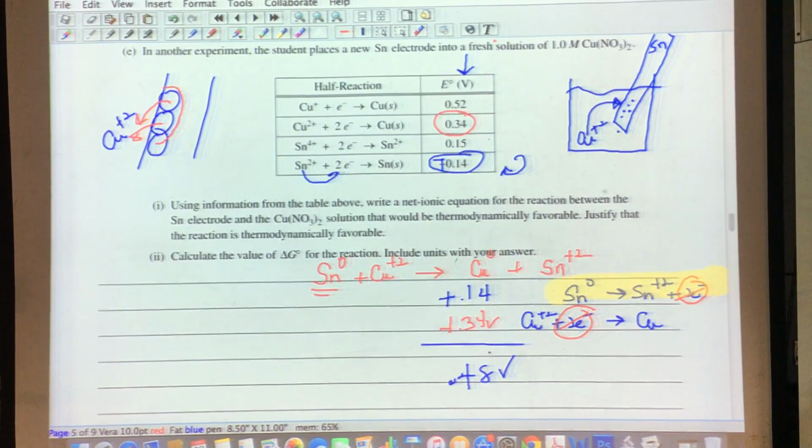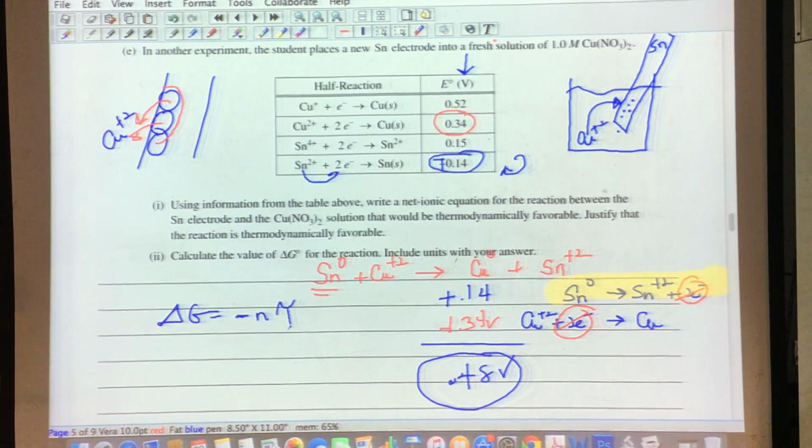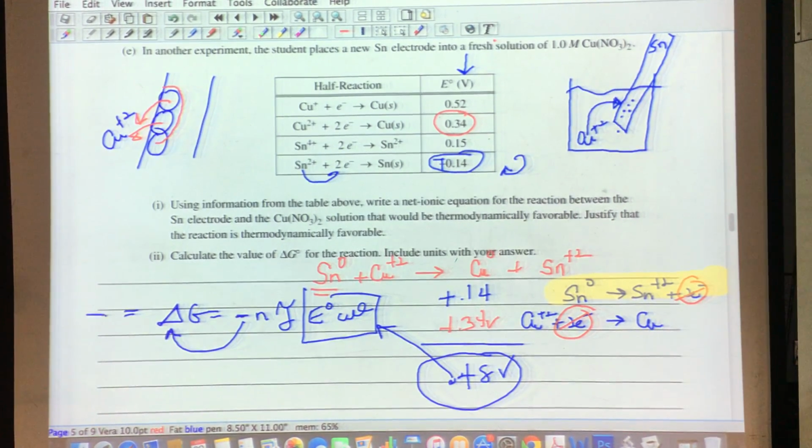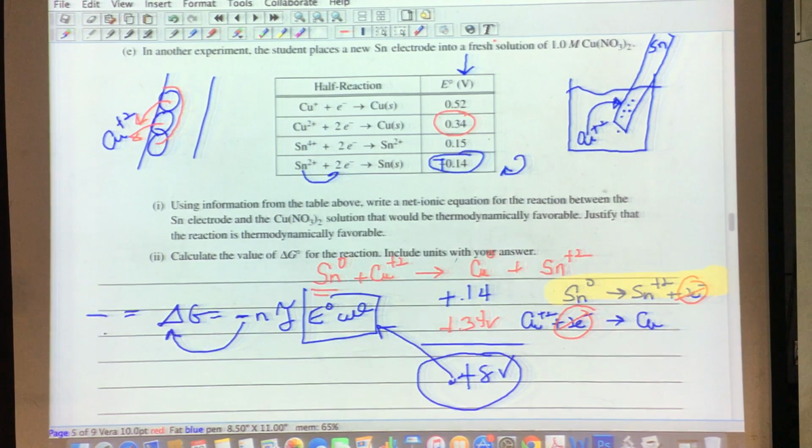So my friends in chemistry, you would say what? The net potential of my half reaction is positive volts. Positive volts means a spontaneous redox reaction. And if you don't understand why, it's because delta G is equal to negative n, Faraday's constant, E0 cell. A positive E0 cell is going to make this a negative delta G. You don't have to say all that, I'm just showing how it works. So you would say positive 0.48 volts means a spontaneous redox reaction.